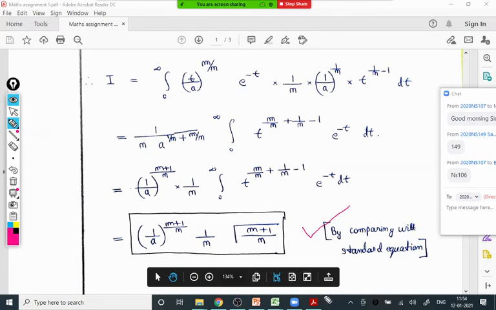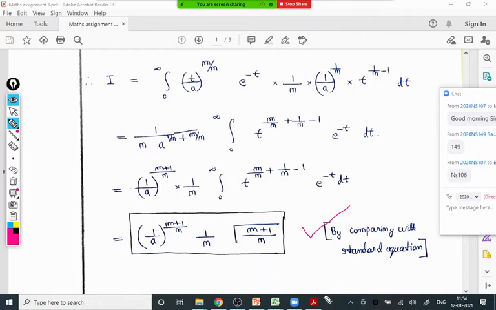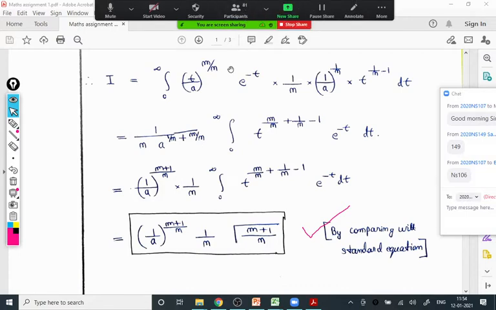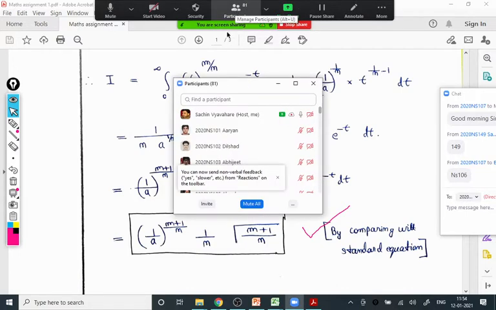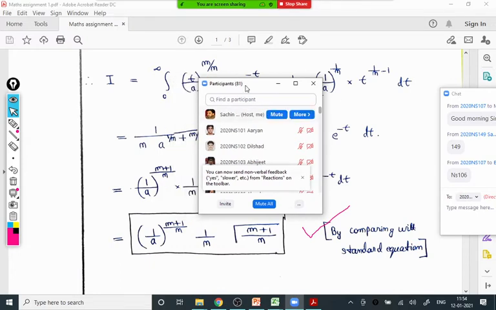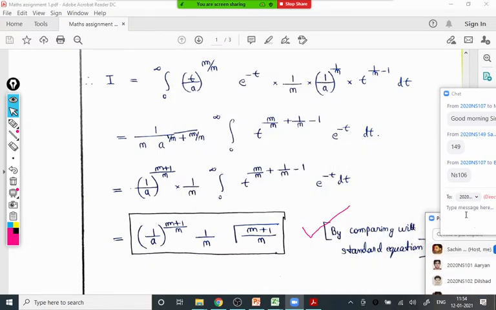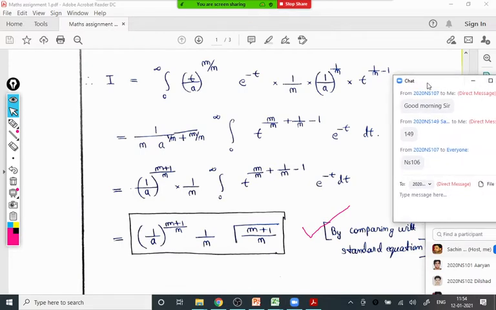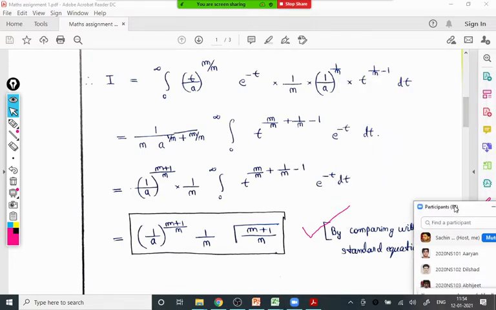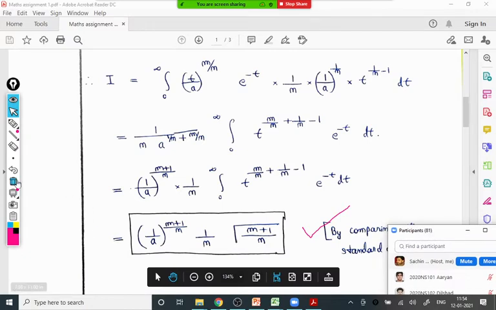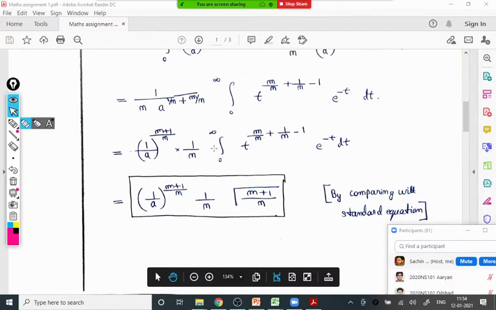Any doubt in question number 1? Whatever he has written is exactly correct. It's very good, nicely written. Any doubt in example number 1? Okay, there is no doubt, no one is asking anything, no issue. So let me move to the next question, question number 2.